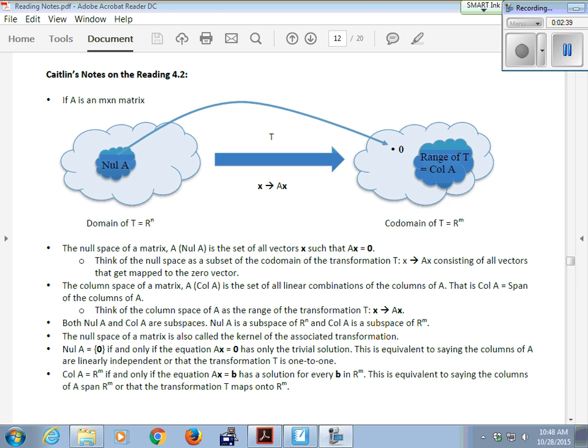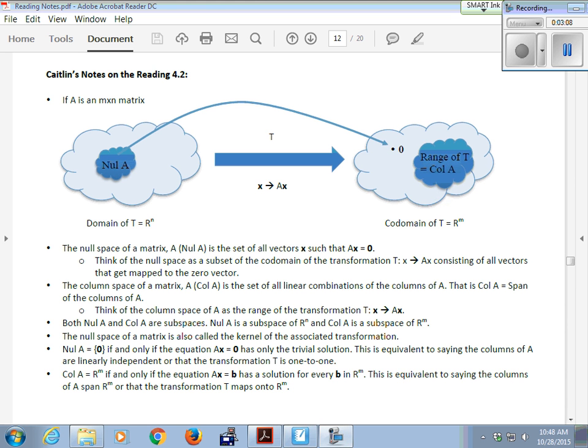The null of A is just the 0 vector. So if we're talking about the set of things that get mapped to 0, and the only thing in there is 0, that means the only solution to AX equals 0 is the trivial solution, which was our definition of being one-to-one and linearly independent. Okay. And then col A is all of Rm, right?